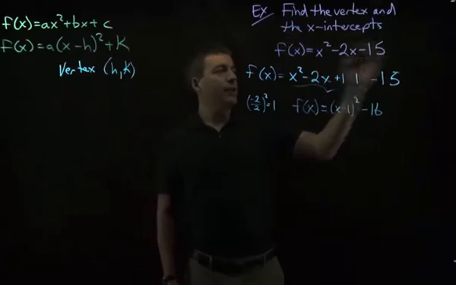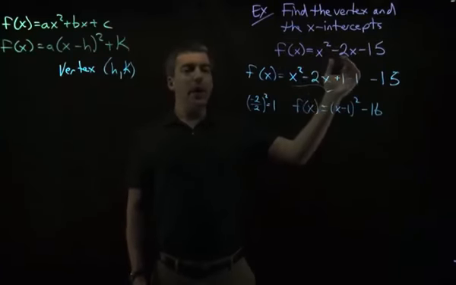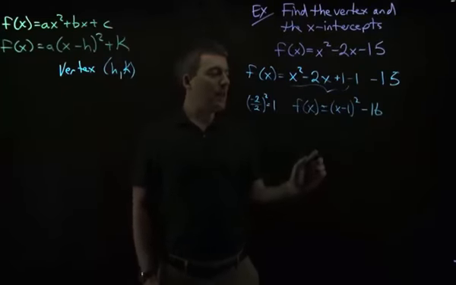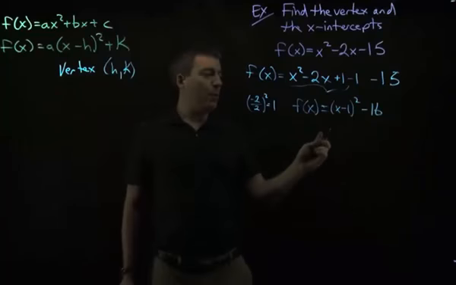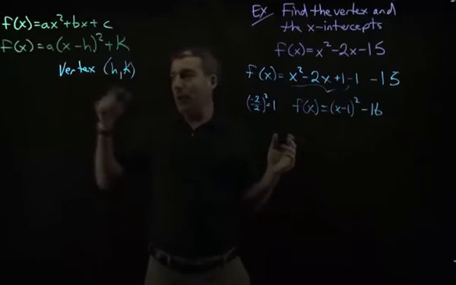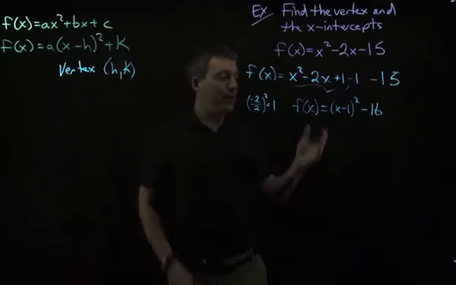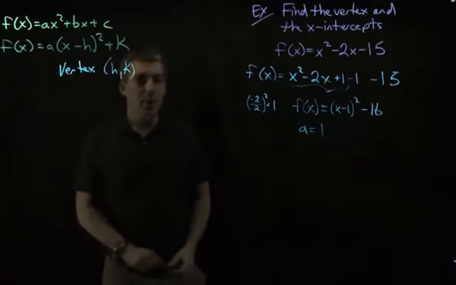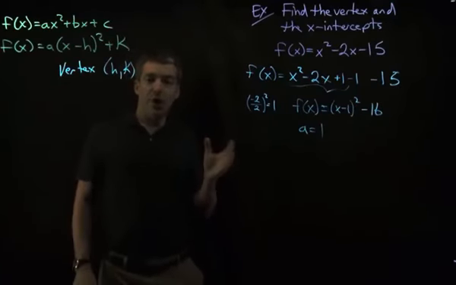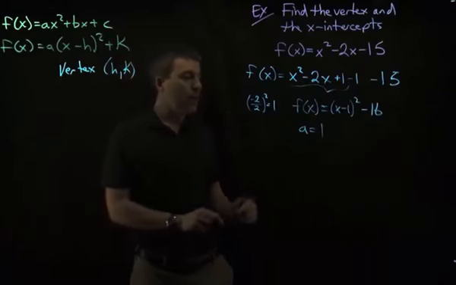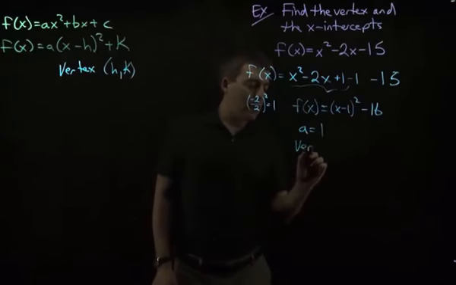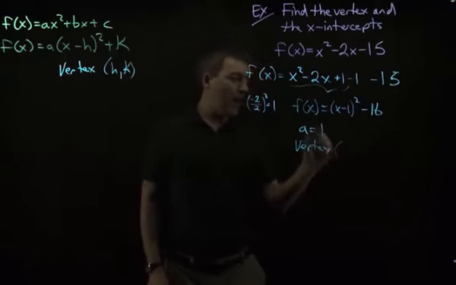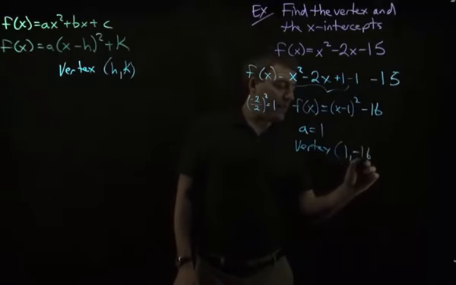So we've written the function x squared minus 2x minus 15 in this vertex form, where here we can read off all of the important information about this parabola. The a is 1. That means it opens up and has the same shape as x squared. The vertex is at 1 comma negative 16.